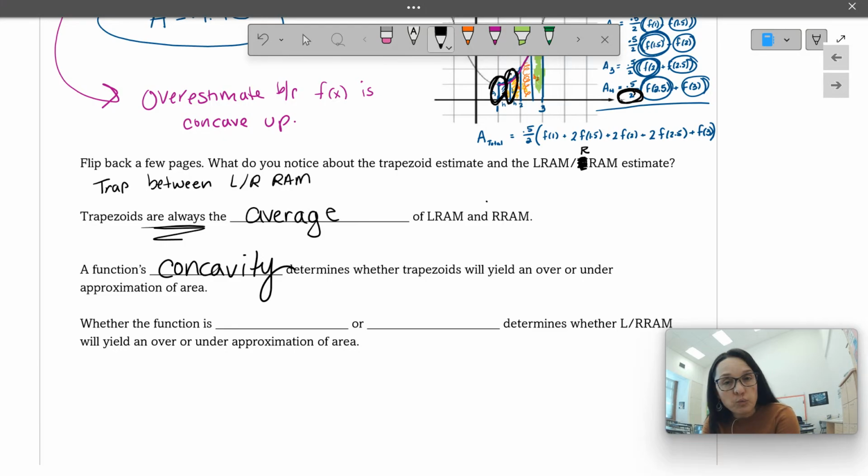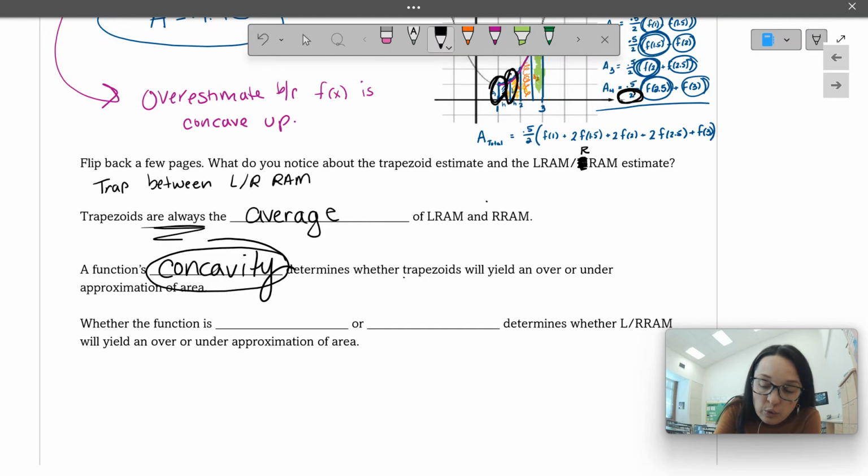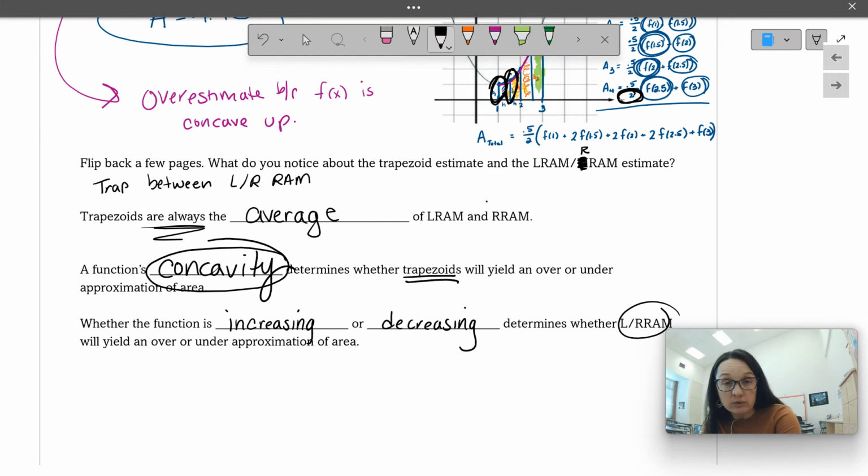So just to recap, concavity tells you about whether trapezoids are over or under, whereas whether a function is increasing or decreasing was how we knew if rectangles were an over or an under estimate. Okay? So trapezoids over or under depends on concavity. If they are rectangles and somebody asks over or under, then we want to look at whether that function is increasing or decreasing.